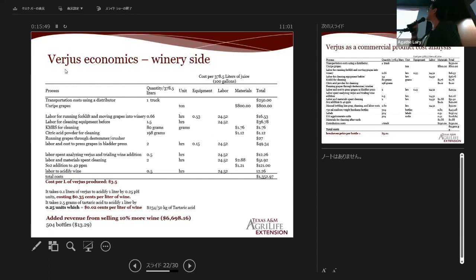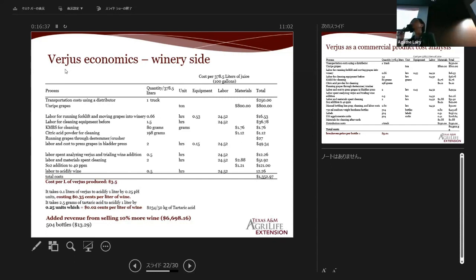And then on the winery side, you're a winery, you want to buy the green grapes from grape growers. In Texas, again, we're a huge state, so a lot of the grapes get transported by trucks. So transportation is a big part of the costs that we have there. So transportation, bringing them into the winery, all the equipment used, the time involved, the labor involved, all that is in that table there. So total costs were $1,300 for 100 gallons of verjus, which is about 380 liters. What that means is that the cost per liter of verjus produced is about $3.50 per liter.